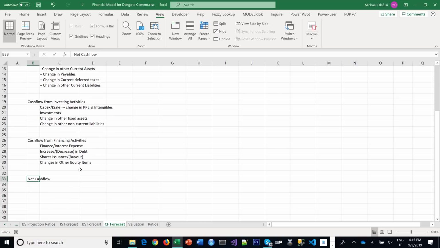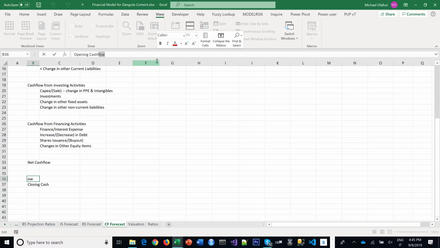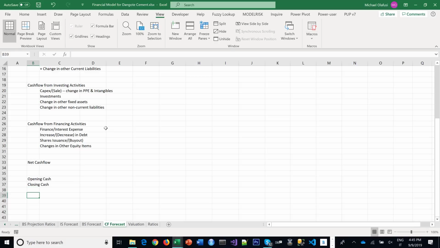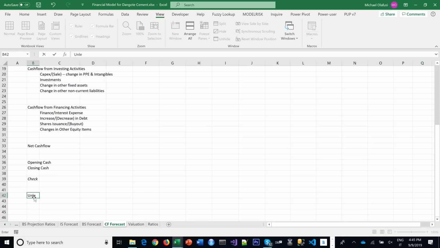Okay, and when we are done, we will do a check: opening cash, closing cash, and we will check if what we have done is correct. So I'm going to do a check here. Then after that, we're going to extract the unlevered free cash flow. So to extract that, I'm going to extract the free cash flow.